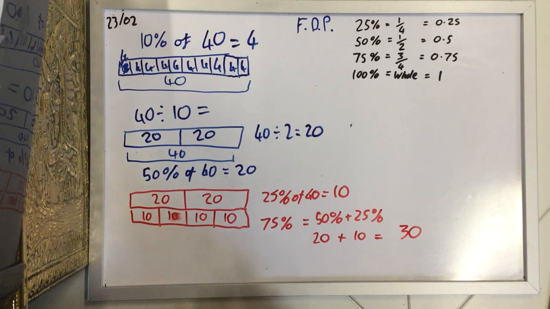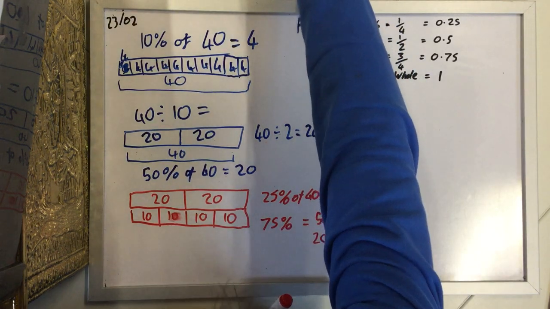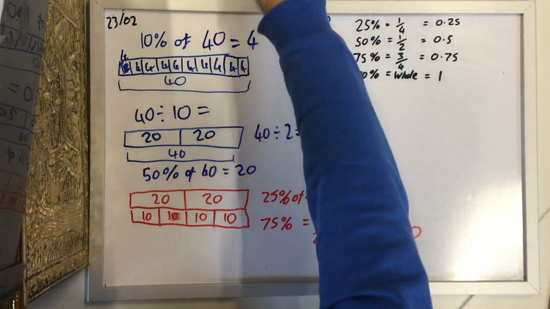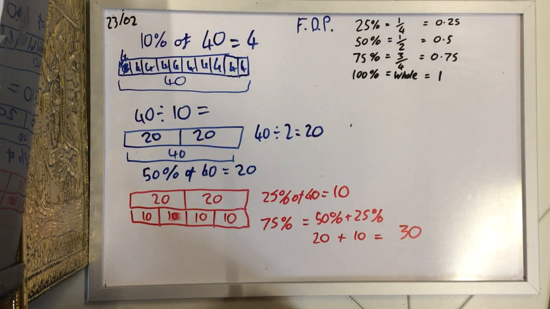They all start on 60, but there is a do it task today as well, which will give you a bit more fluency practice on finding those very specific 10%, 50%, 25%, 75%. Okay, I'm going to do another video for the solve the problems questions, which are at the bottom of here. Okay, so good luck today. Enjoy.